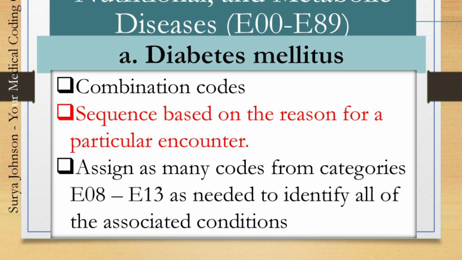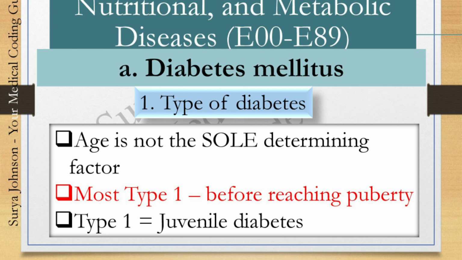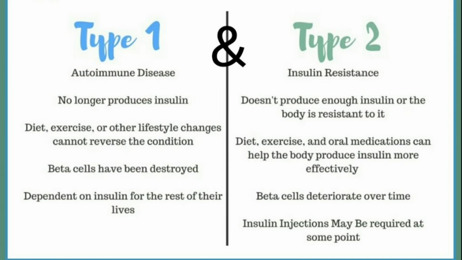The first one under diabetes mellitus is the type of diabetes. There are two types of diabetes, type 1 diabetes mellitus and type 2 diabetes mellitus. How you can determine it: the doctor will document that, and also age is not the sole determining factor. If the patient is underage or very young, you cannot directly assume that the patient is type 1. Most type 1 diabetes will occur before reaching puberty. That's why type 1 diabetes is also called juvenile diabetes.